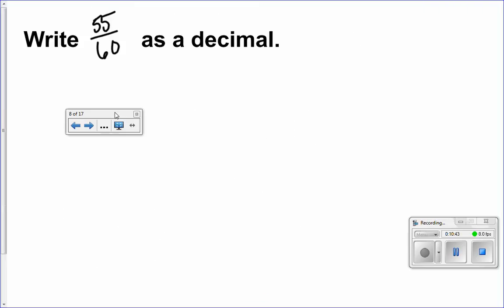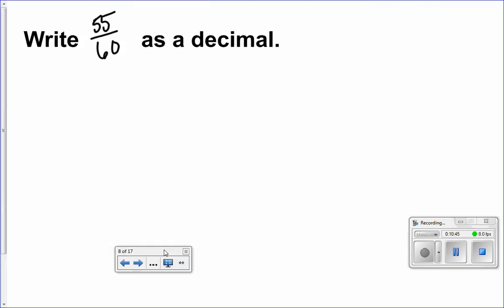So why don't you go ahead and use your calculator for this one and write 55/60 as a decimal. Again, now would be a good time to pause for you to try this example. So again, 55 divided by 60. Type that into your calculator.